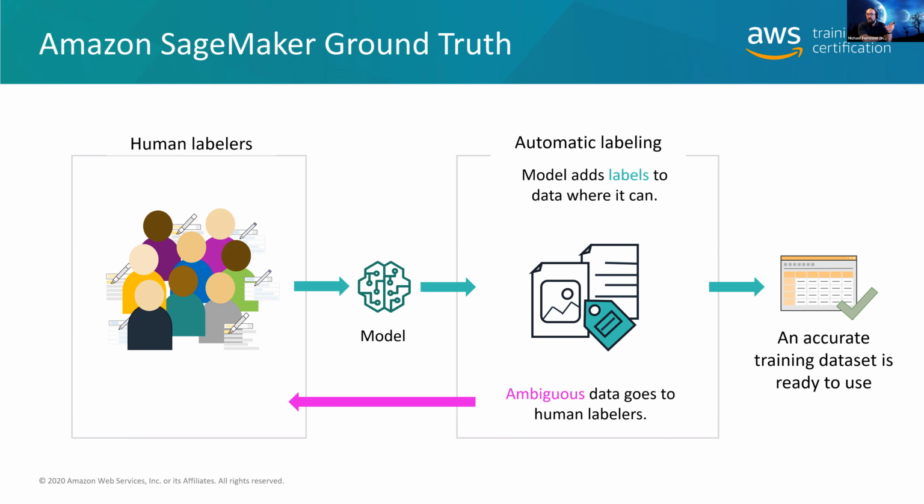SageMaker Ground Truth, by the way, you can either provide your own private workforce, you can buy a third party through the marketplace, their labeling workforce, or you can use what's called Mechanical Turk. So there's three underlying ways you can execute Ground Truth. Mechanical Turk is just like Amazon's human army of people that will label data, right, to that 95% accuracy that you saw earlier, right?